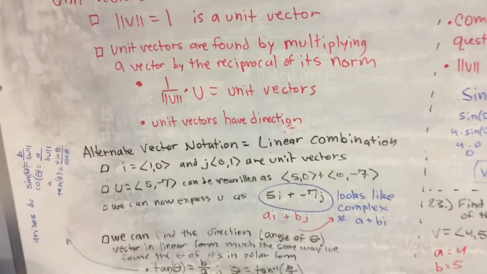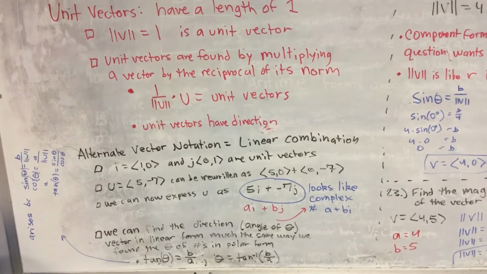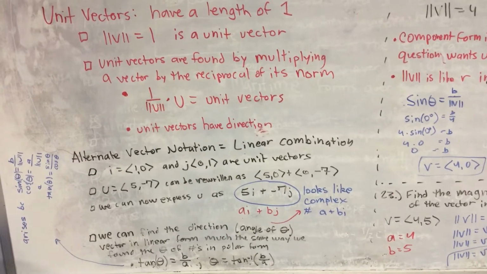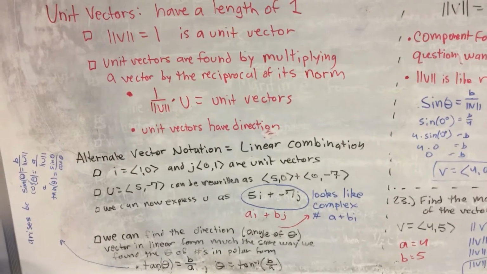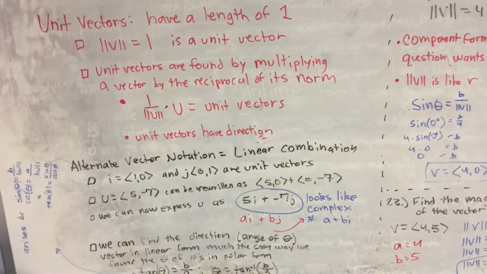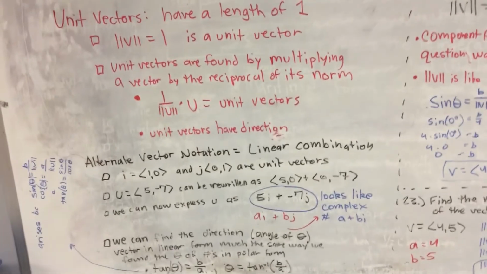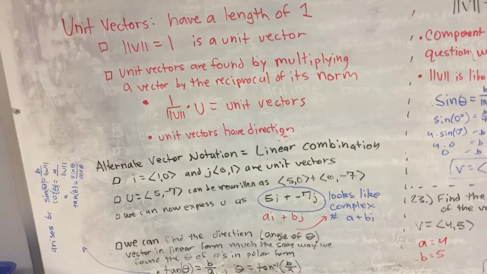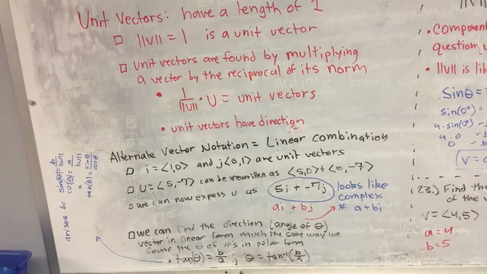Now, the really cool thing today is alternate vector notation, or linear combination. If we take the unit vectors i is equal to <1, 0> and j is equal to <0, 1>, we can then rewrite a vector, let's say u is equal to <5, -7>, as 5i plus negative 7j. We apply each of the unit vectors to it, and bada bing, bada boom, look, we have your nightmare, the complex number. Okay, well, it's going to be fine because we've done complex numbers before.